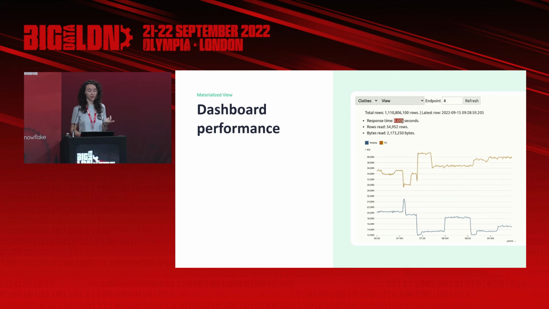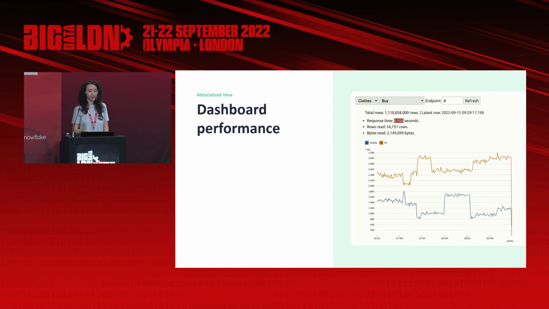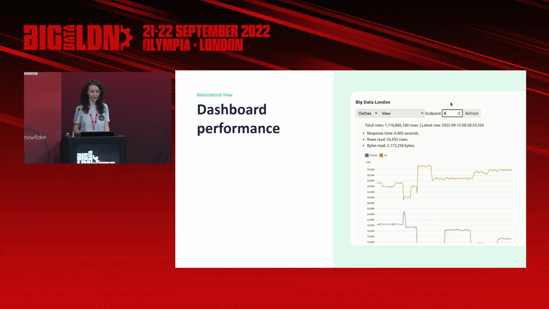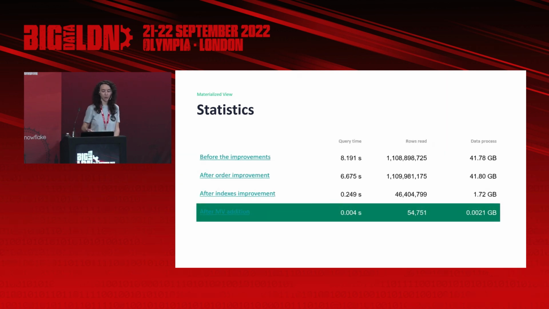So as you can see, it's taking like 0.003 seconds. It's just reading like 54,000 rows. And I think it's like 0.002 gigabytes, right? So, I mean, it's pretty crazy, the change, right? Well, it's after the materialized view addition, that's the numbers we get. Every time I see that, it's mind-blowing for me because it's super crazy.